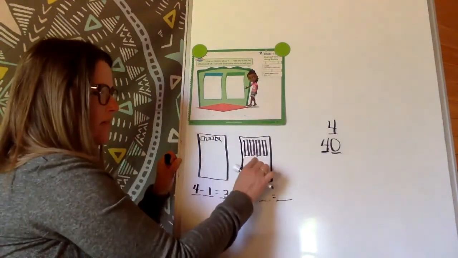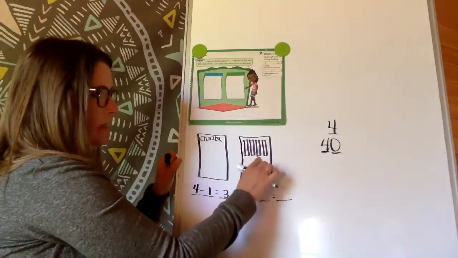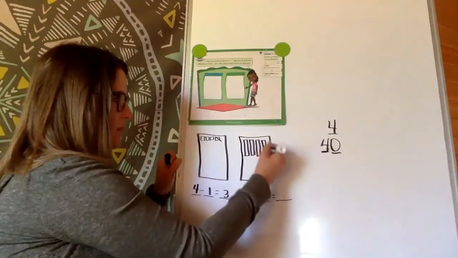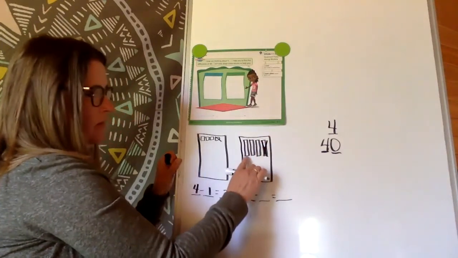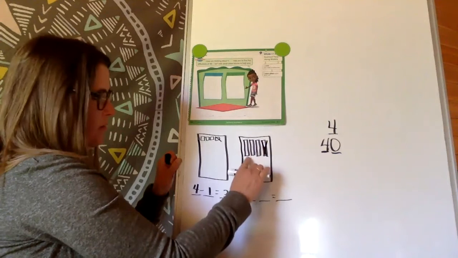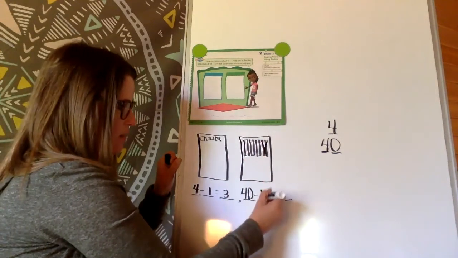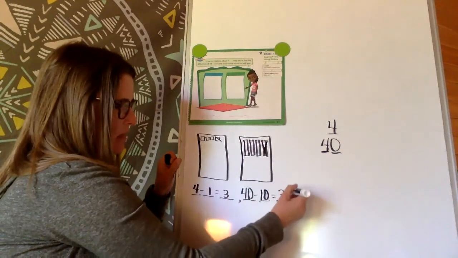Okay, so if I have 4 tens, that makes 40, 10, 20, 30, 40. So I'm starting out with 40. I take one of them away. It leaves me 3 tens, which is 10, 20, 30. So I take one away, one of those tens away, and it leaves me 30.